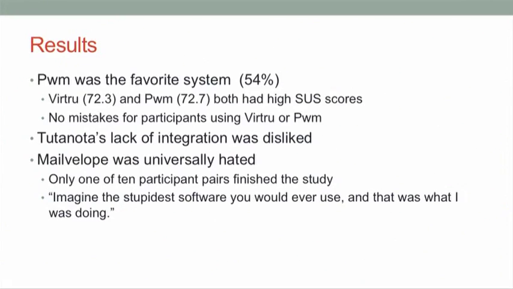I mentioned this PGP tool. We studied that off to the side. Kind of like before, we brought in these 10 participants. Only one of the pairs was able to exchange secure email within 45 minutes. And one of the users in that pair said they had used PGP before, so I think they had an idea of public key crypto. It still took them nearly 45 minutes to accomplish the tasks. One fun comment in the surveys afterwards, from a user after struggling with Mailvelope for a long time, was: imagine the stupidest software you would ever use, and that was what I was doing. So we still haven't progressed since "Why Johnny Can't Encrypt."